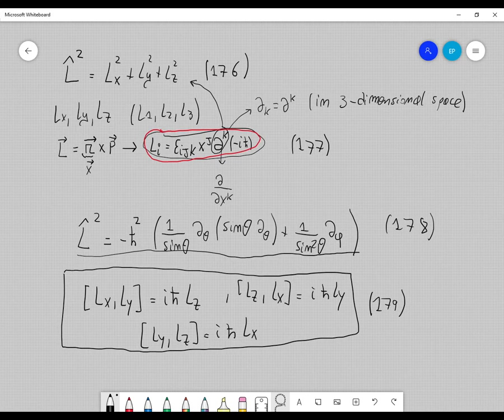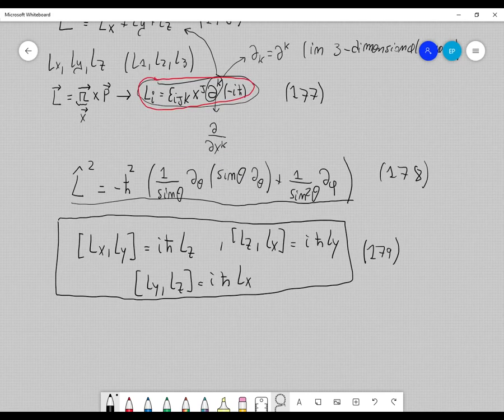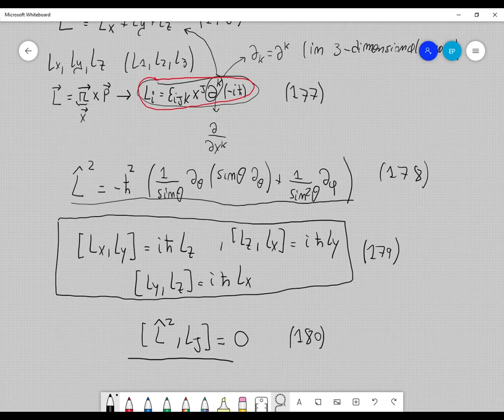But there is another commutator which you can find. For example, the commutator between L squared and Lj. You can find that this is equal to 0, where in this case j can be equal to 1, 2, or 3. So L squared can be measured simultaneously with either Lx, Ly, or Lz. That's why L squared is very important.